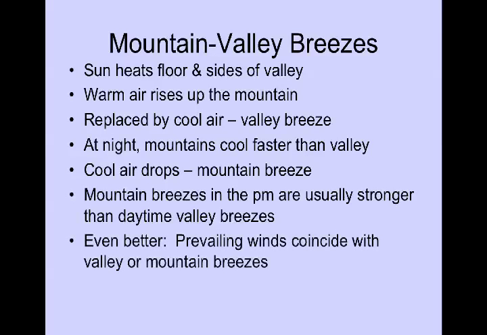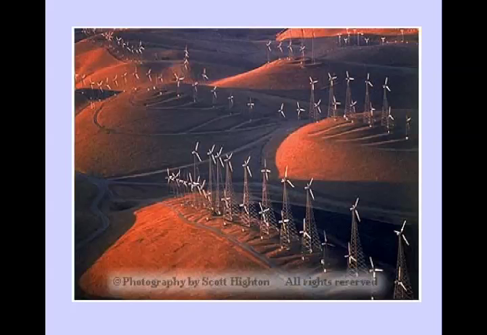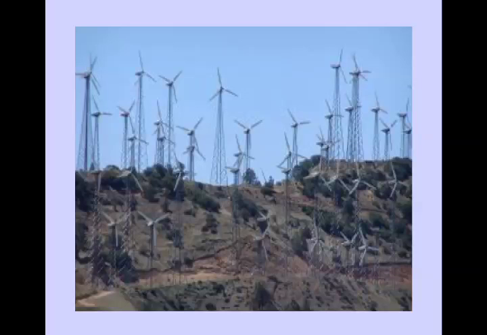Now, what's even better is if we can have these winds, the prevailing winds, coincide with mountain or valley breezes, and we can come up with some very nice wind siting locations. Here's an example here. This is an awfully nice photograph. These are older machines. You won't see new machines being put up on towers like this so much.